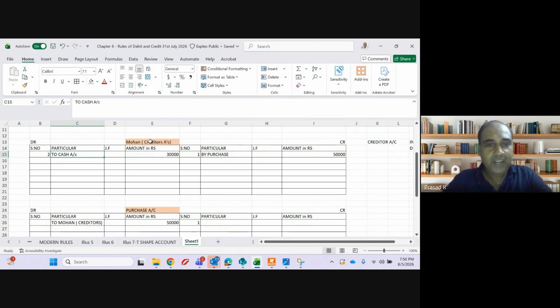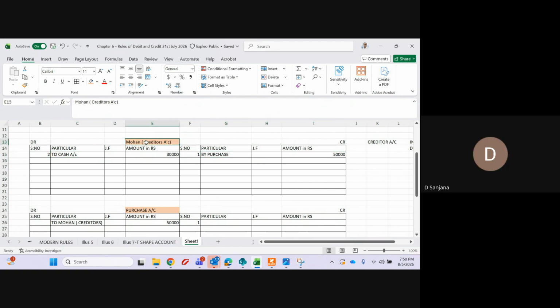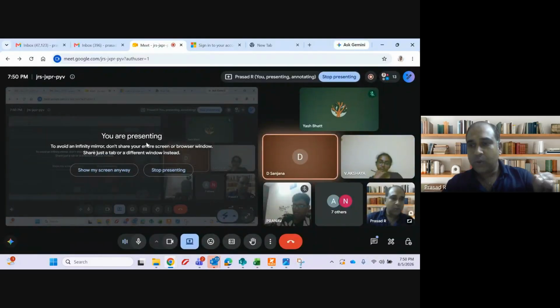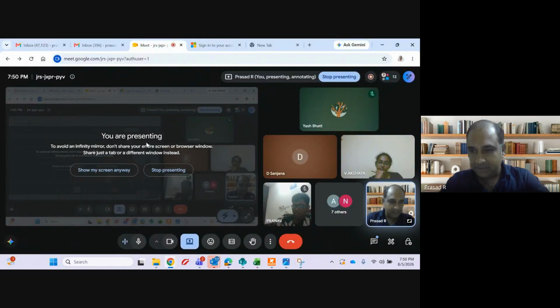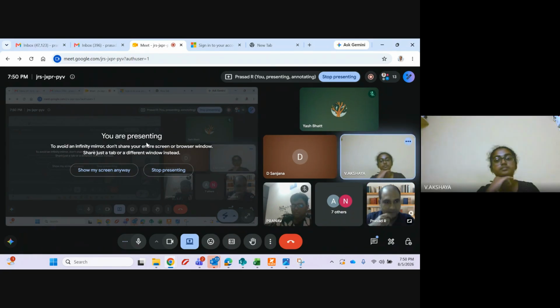Now, if I have to read this entry, how will I read? This is Mohan account debit. Debit Mohan and credit what? To cash. Mohan account debit to cash. The accounting entry is Mohan account debit to cash. For the earlier accounting entry, it was purchase account debit to Mohan account. This is how I have to read an entry from a ledger. Clear? Yes, sir. Following it?